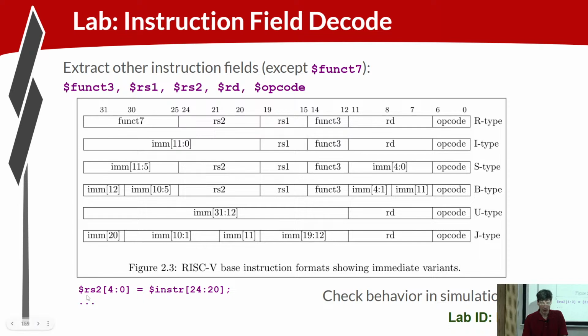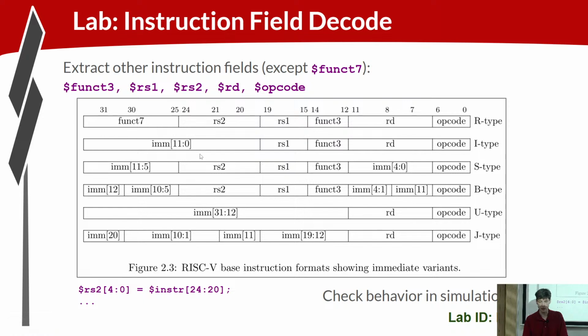So for this lab, we're going to extract the other fields. Since they always come from the same bits, it's really just a straightforward assignment. So here I've started you off with RS2. The register file is 32 entries, so it's a 5-bit field for the register index to index into the 32 entries. So RS2 is a 5-bit value, and it comes from bits 24 down to 20. Okay, so it's simple assignment.